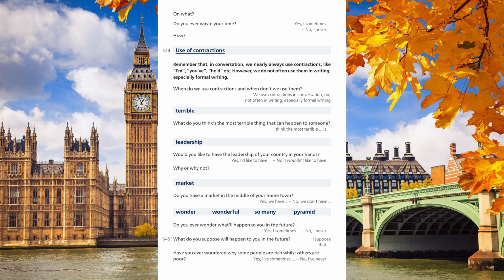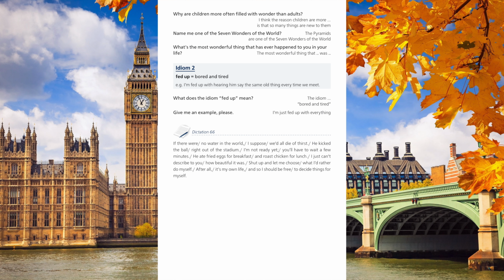Have you ever wondered why some people are rich whilst others are poor? Yes, I've sometimes wondered why some people are rich whilst others are poor. Why are children more often filled with wonder than adults? I think the reason children are more often filled with wonder than adults is that so many things are new to them.